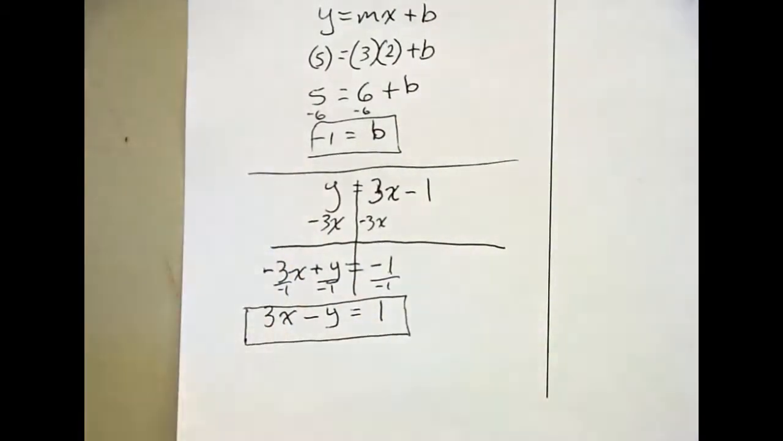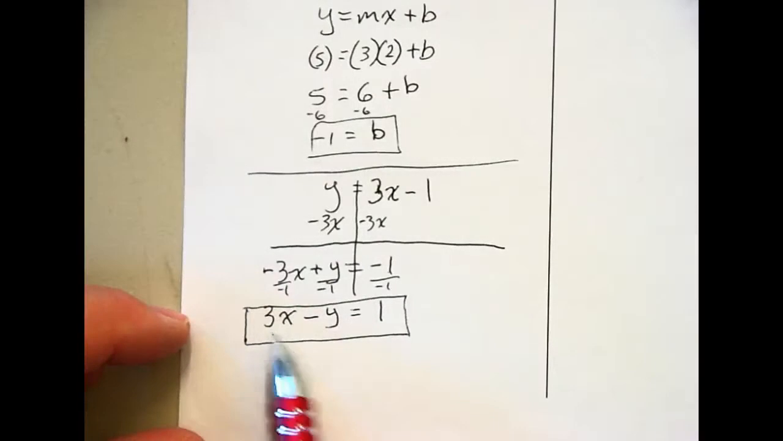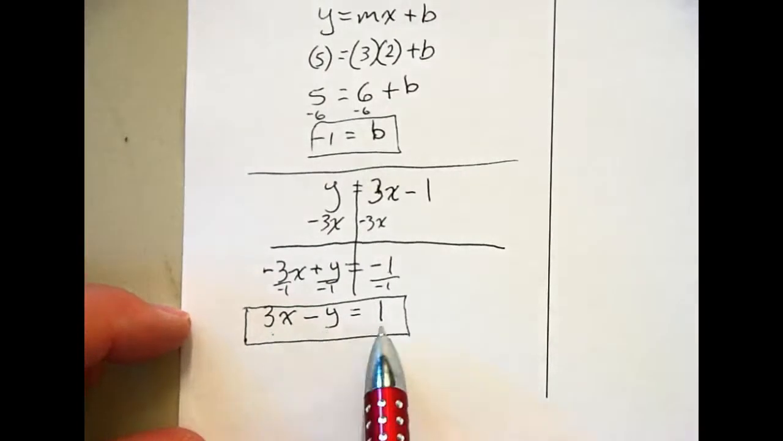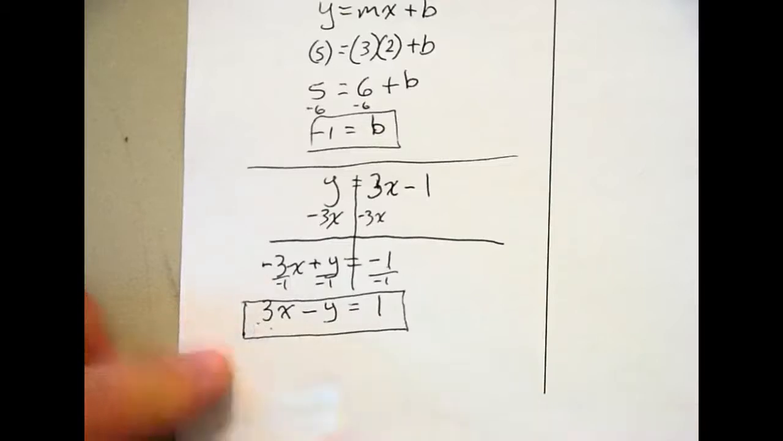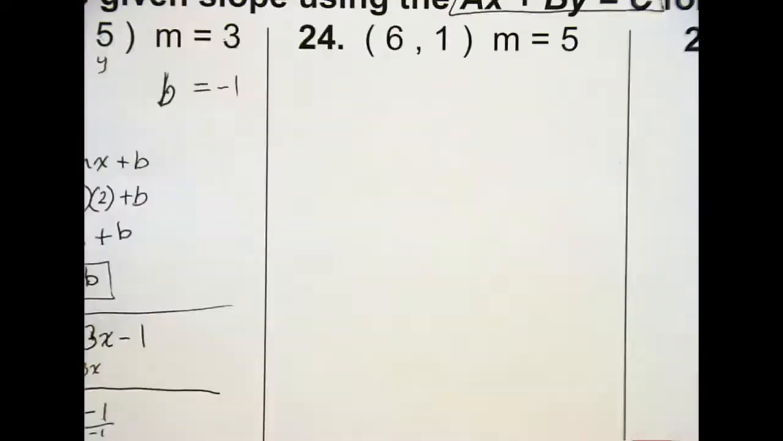We got a's positive. It's okay if b's negative. And c. And none of them are fractions. So the front is positive, and there aren't any fractions. Okay. Think we got it? Yeah? Why don't you guys try number 24? Let's give 24 a go.